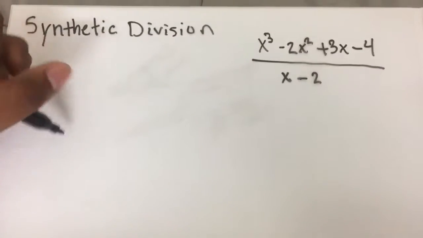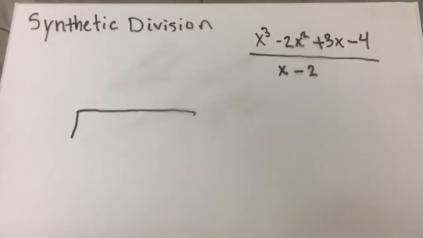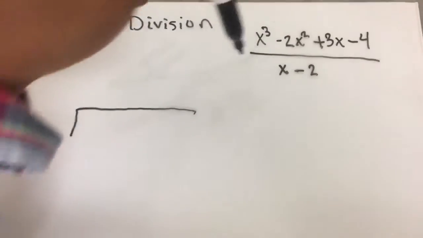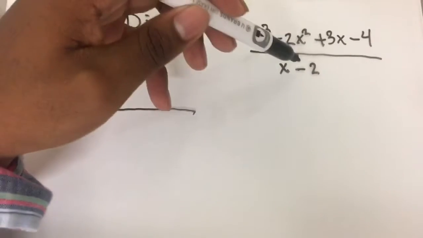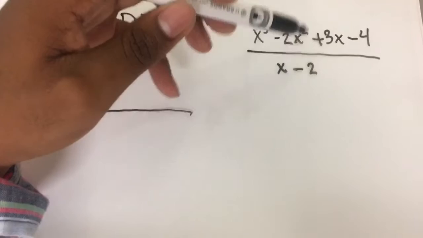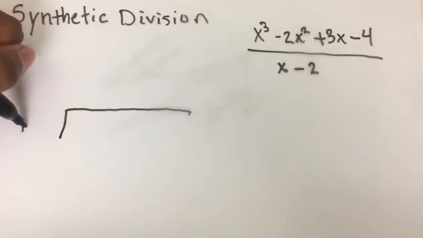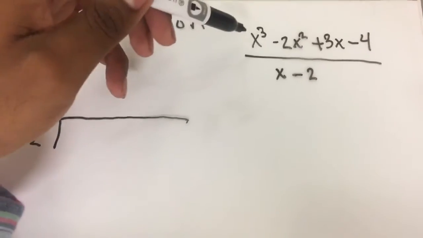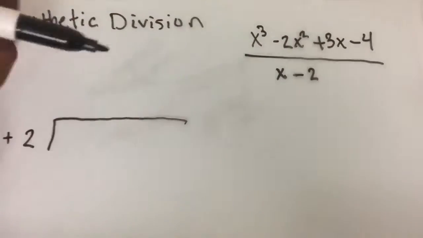Okay, so the first thing I'm going to do is draw my divisor line like this. The first number is going to go right here to divide. It's going to be this number right here, but the opposite of it. So instead of -2, it's going to turn into a +2. And the numbers that go right here are the numbers on the top. So that's a 1, a -2, a 3, and a -4.